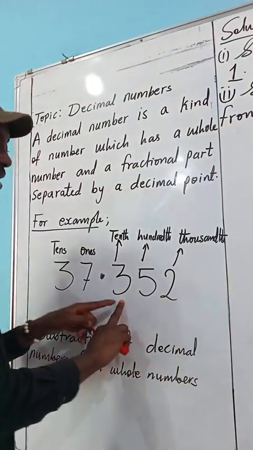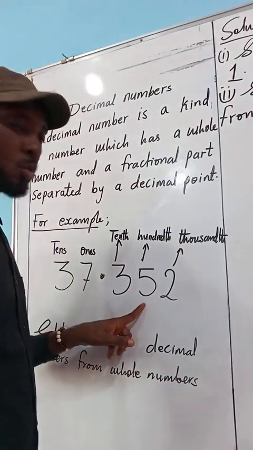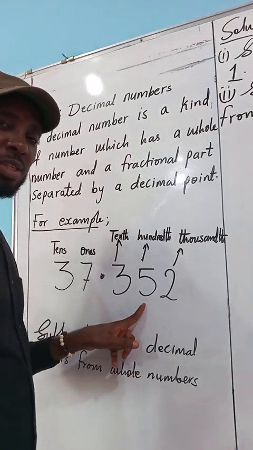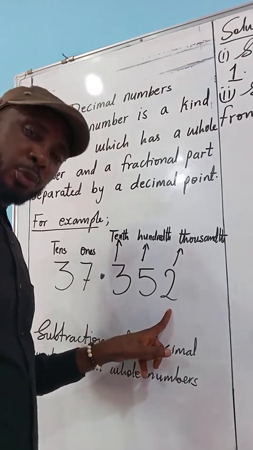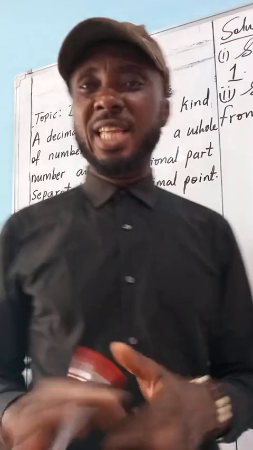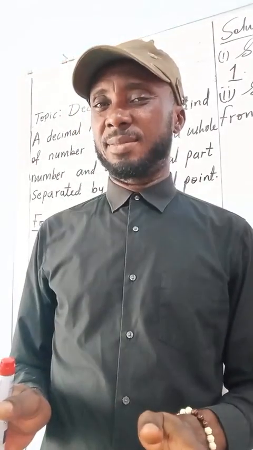So the first one is 0.3, this one is 0.05, this one is 0.002. So you see, they are not up to 1.